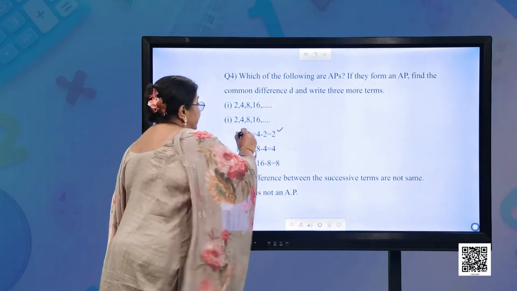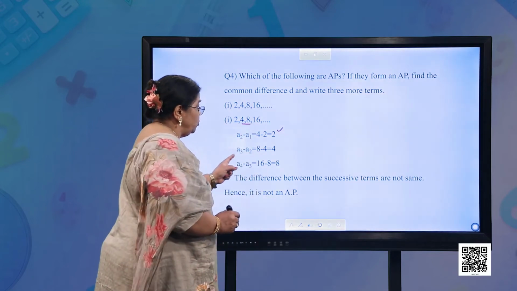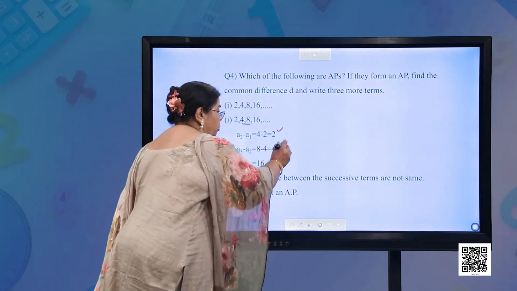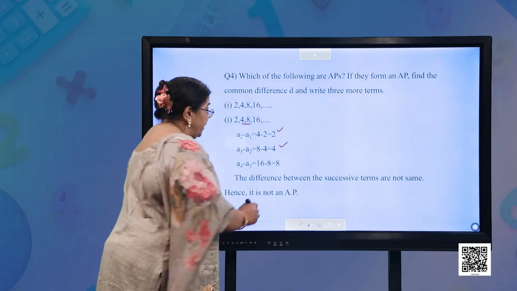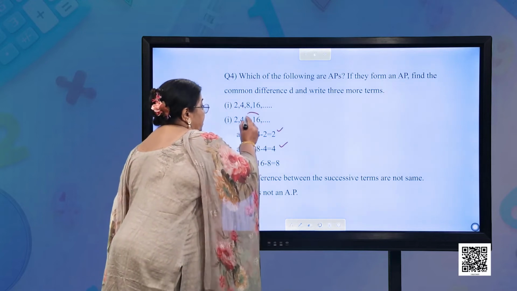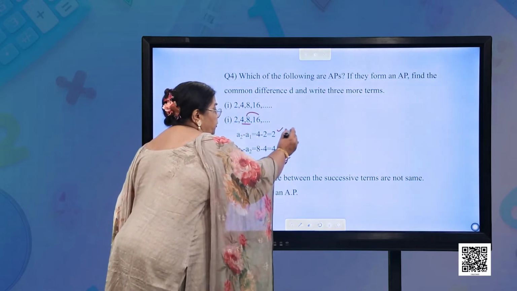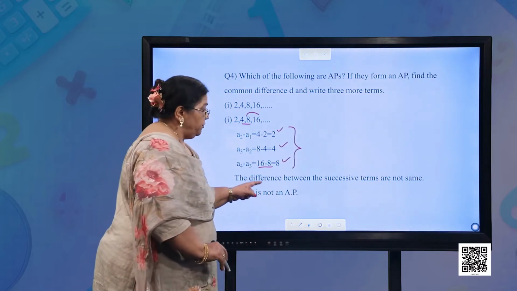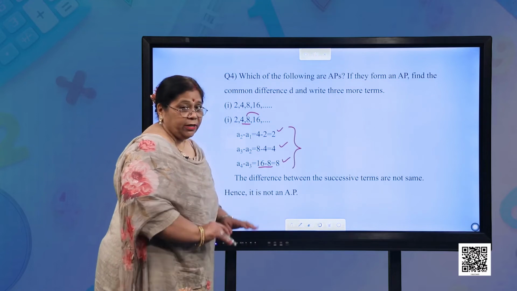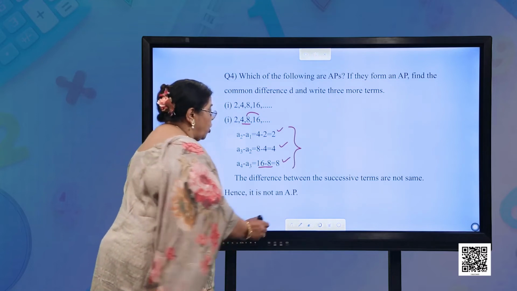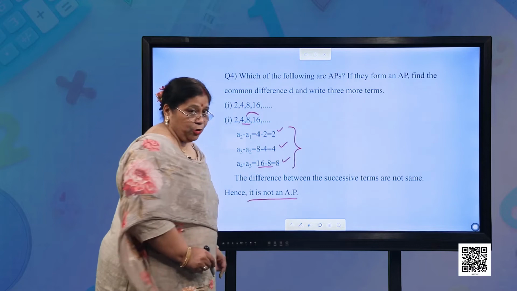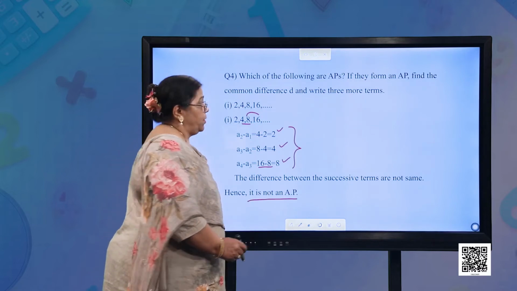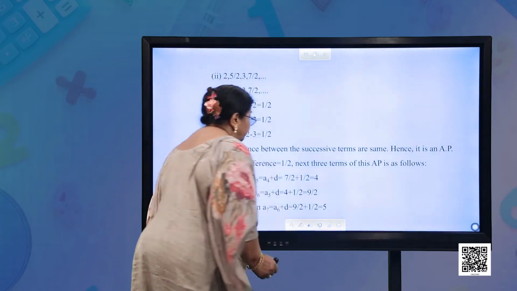Let me check for the next terms. a3 minus a2, 8 minus 4 is 4. a4 minus a3, it is 16 minus 8 is how much? 8. Do you find this common difference to be equal? No. So, the difference between the successive terms is not the same and hence it is not an AP. I hope you understand this point. Okay. Let us do the next one.